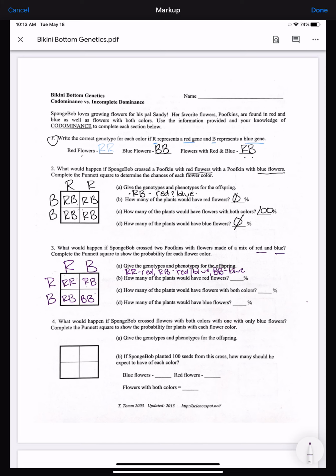So how many of the plants would have red flowers? So this one right here has red flowers, so that's 25%. How many would have both colors? This one's both, and this one's both, so that's 50. Then how many would have blue flowers? This one has blue, so that's 25%.